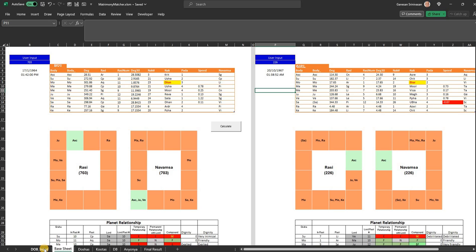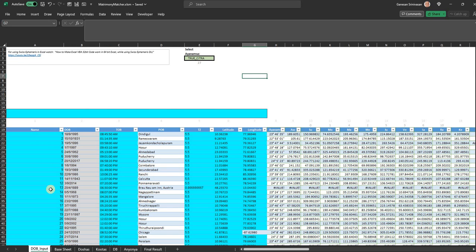It is structured such that you give the name of the person that you are interested in, both the male and the female. Maybe you have one person with whom you want to check compatibility with multiple other people. So just give the date of birth, time of birth, place of birth, time zone, latitude and longitude. The rest are all calculated as before. You can choose the ayanamsa as before. So that's the only input, the date of birth details.